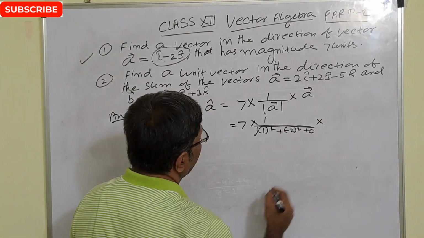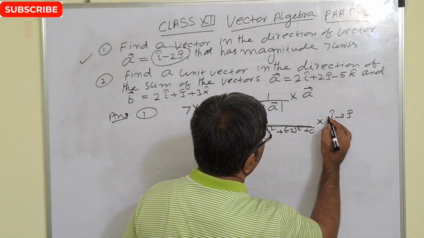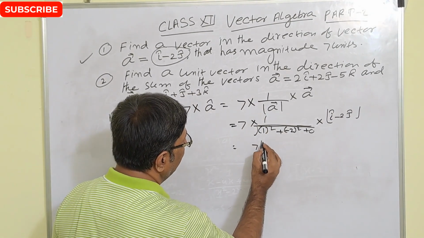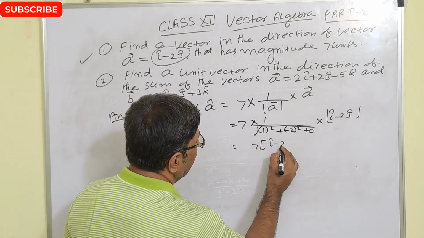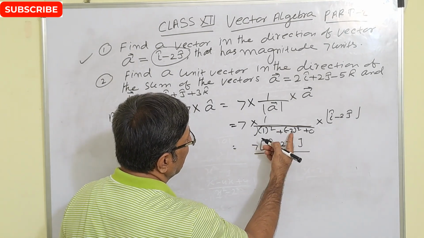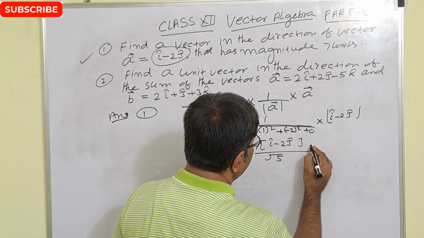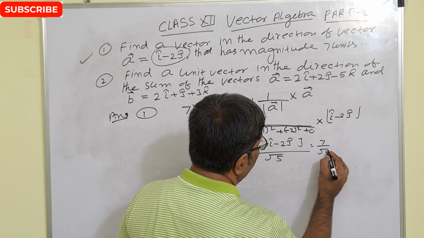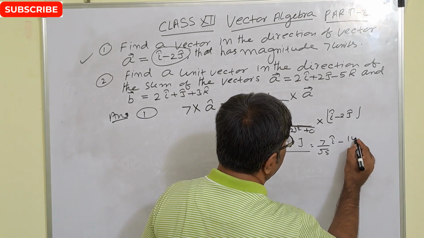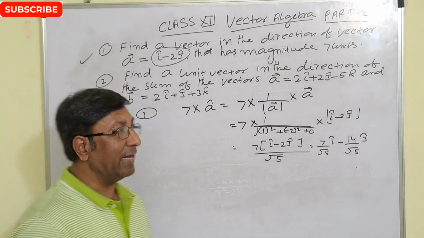Multiply vector A. Vector A is given as unit vector i minus 2j unit vector, right? So we can write this as 7 into unit vector i minus 2 unit vector j, divided by, this is 1, this is 4, 4 plus 1 is 5. So this is root under 5. So we can write this as 7 upon root 5 unit vector i minus 14 upon root 5 unit vector j. This is the correct answer.